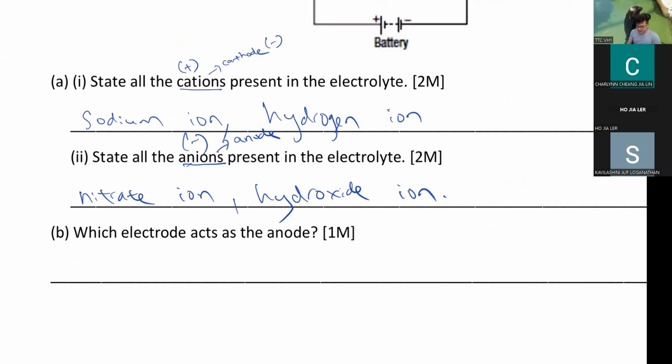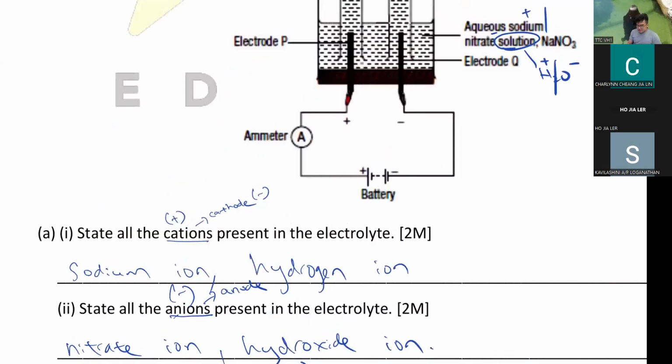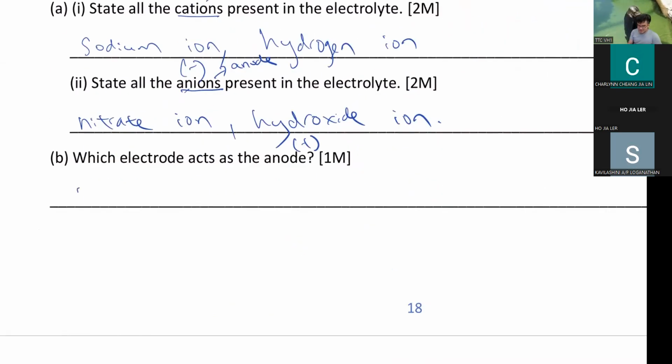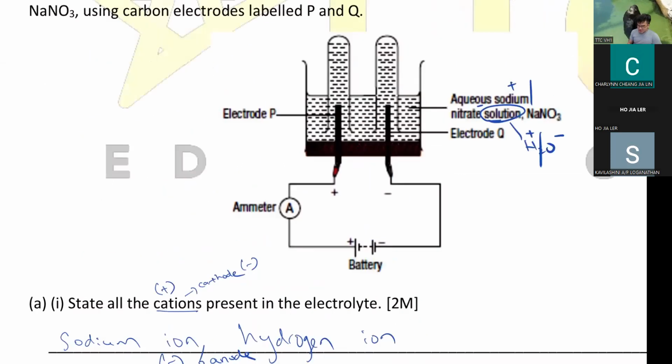Can you understand? So which electrode acts as the anode? Who is the positive? It's even labeled here. Come on. Yes, that's your P. Remember, it's always connected to the long side of the battery, the positive.